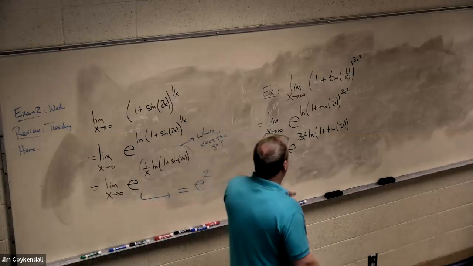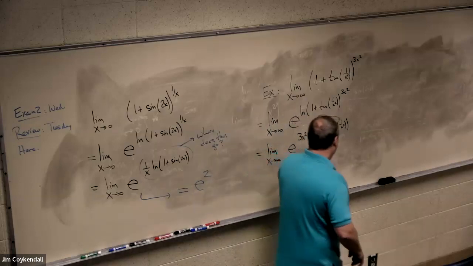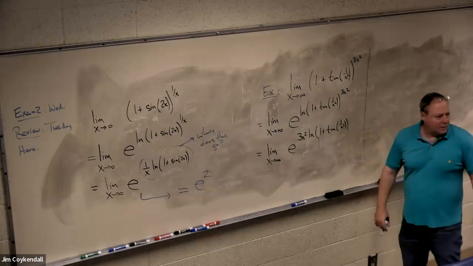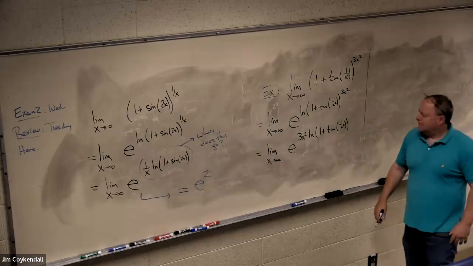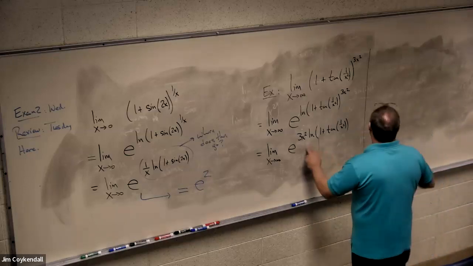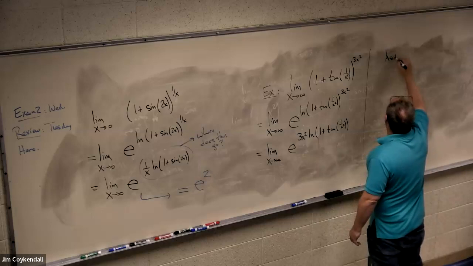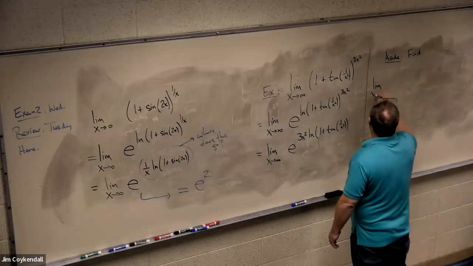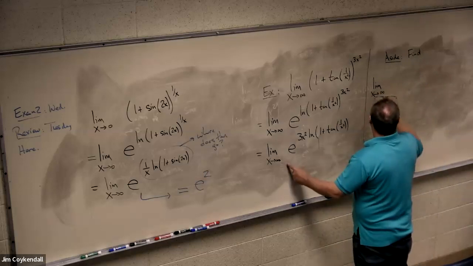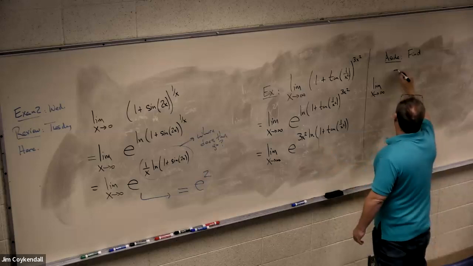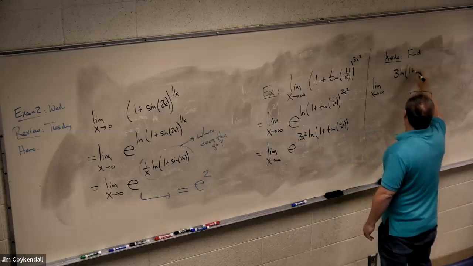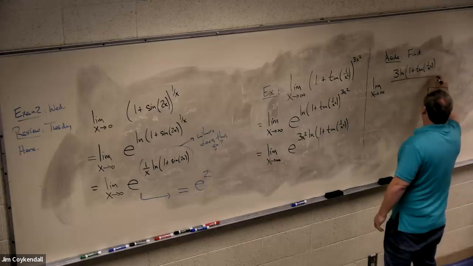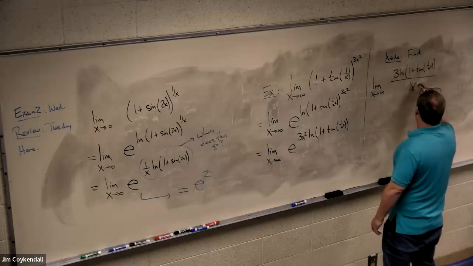So really, what I need to do is work with this exponent. And actually, in this one, I'm going to do a little trick, just to kind of expand the horizon a little bit. Let's take a look at the side. Find the limit as x goes to infinity of 3 log of 1 plus tangent of 1 over x squared, over 1 over x squared.